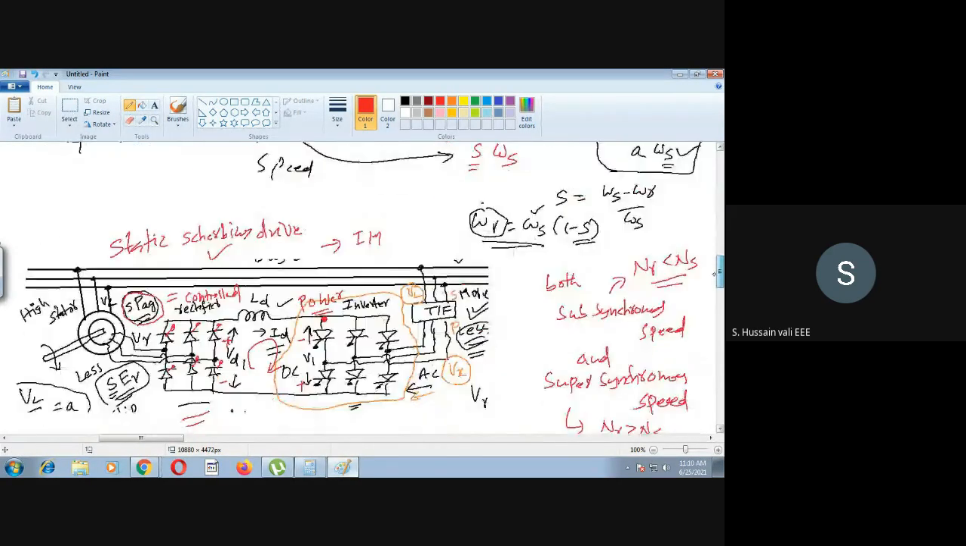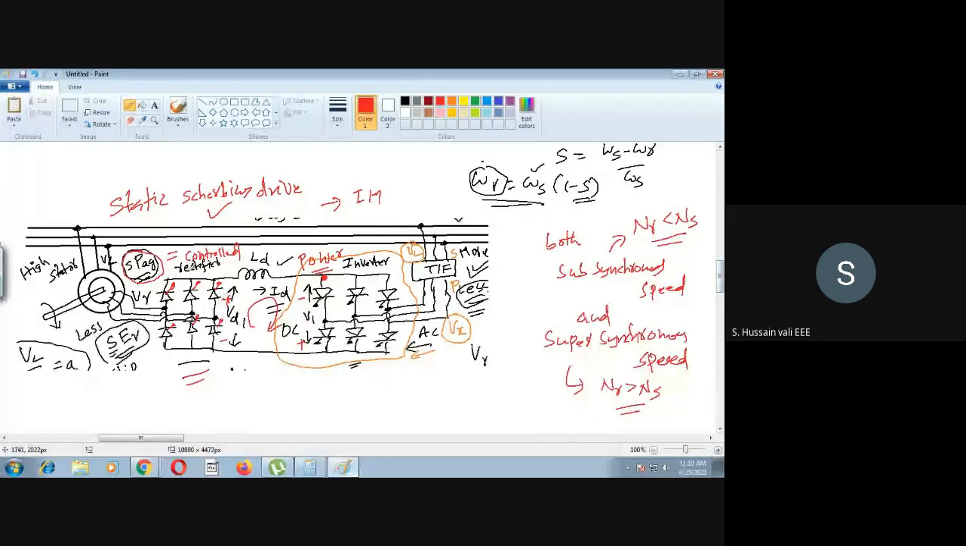Whereas when you have this controlled rectifier, you can use it even for NR greater than NS also. That is, for super synchronous speed also you can use this. Okay, but one thing I will tell you: a super synchronous speed, in the sense, what does this mean? That your S is, okay, I will tell here, regenerative braking.